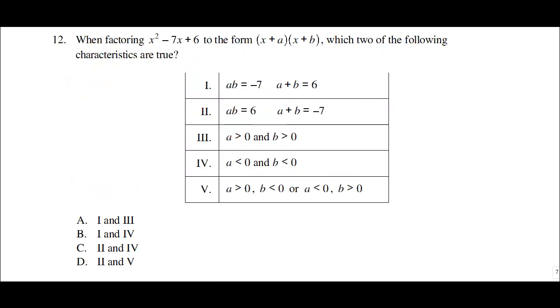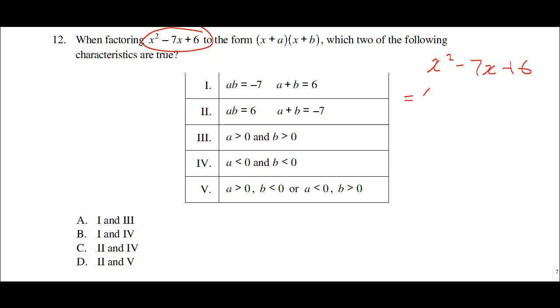Okay, so number 12 says, when factoring x squared minus 7x plus 6 to the form x plus a, x plus b, which two of the following characteristics are true? All right, so two of these things are true in this list of 5 things. My suggestion here is, well, first of all, this is a tough question. I find students are going to balk at this a little bit. They may have not seen something like this before. But what you do know is you do know how to factor this thing. So let's just go and factor this to start with. And I think that may help.